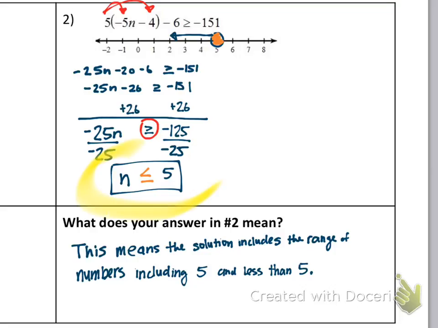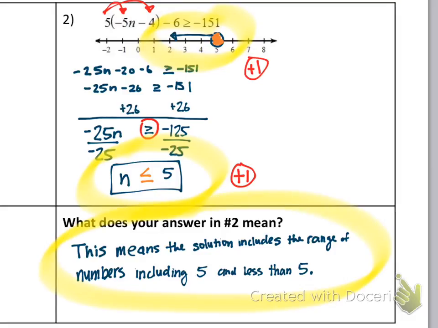And so what are we looking for? On number 2, we want to give them a point for doing that correctly. We want to give them a point for the graph at the top. So notice how it's at 5 and it's less than or equal to, so it's filled in, and it's pointing to the left. And then we also want to give them a point for the answer. So this one was worth 3 points. So pause the video here, students. Take a moment to make sure you grade this correctly. Number 3.